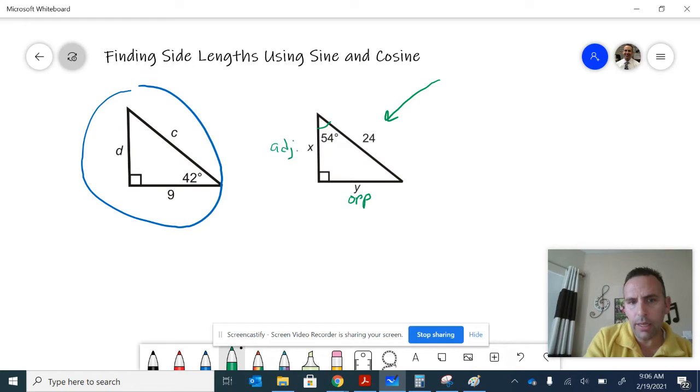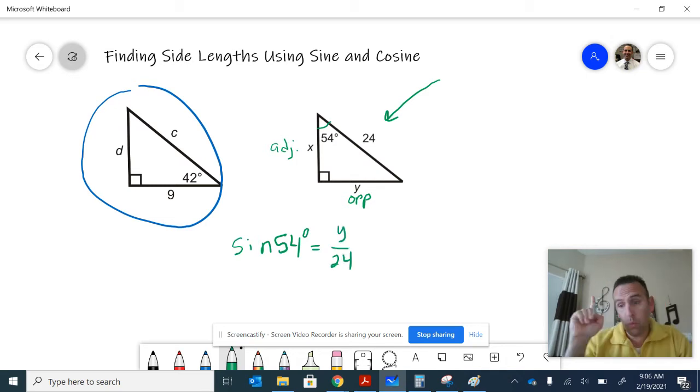So if I want to solve for either the opposite or adjacent and I'm given the hypotenuse, that means I must use sine or cosine because sine and cosine use the hypotenuse. The tangent ratio, which we'll examine on the next page, doesn't use the hypotenuse. So I could either figure out that the sine of 54 degrees is equal to the opposite side, y, over the hypotenuse 24. That's one possible way of doing it, and I can solve that in just a second. Or you could use cosine.